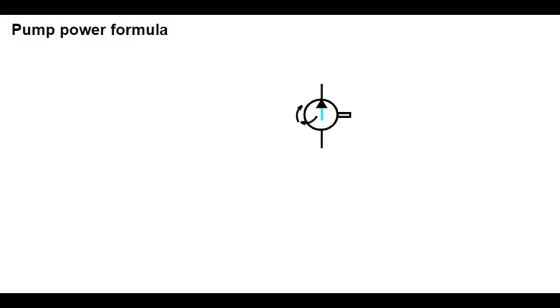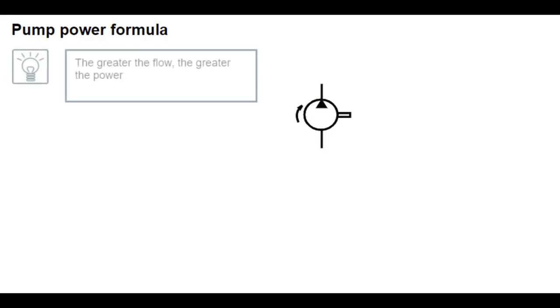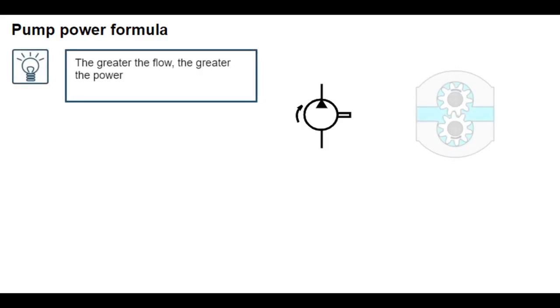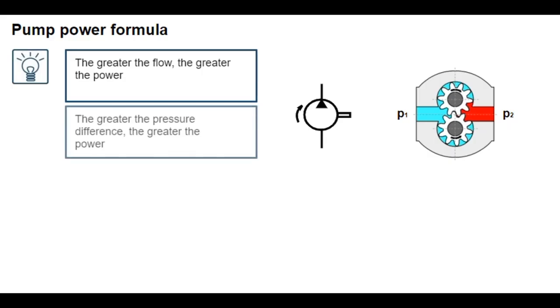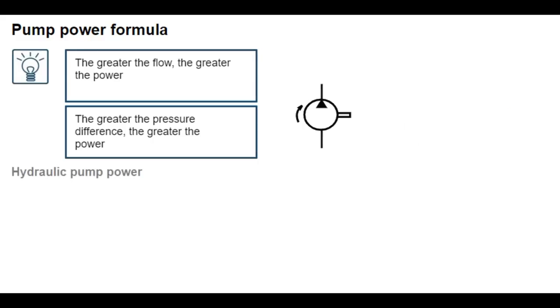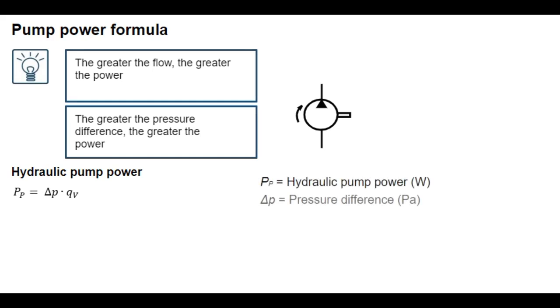We need the pump flow to calculate another parameter of hydraulic pumps, the hydraulic power. The hydraulic pump power is greater the greater the pump flow is. Pump power also depends on the pressure difference between the suction port and the pressure port. The greater the pressure difference, the greater the pump power. These two relationships give us the formula: hydraulic pump power P equals pressure difference delta P times pump flow QV.